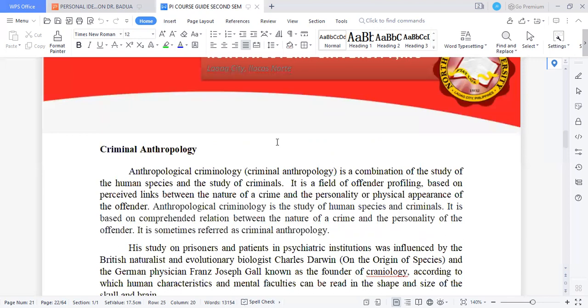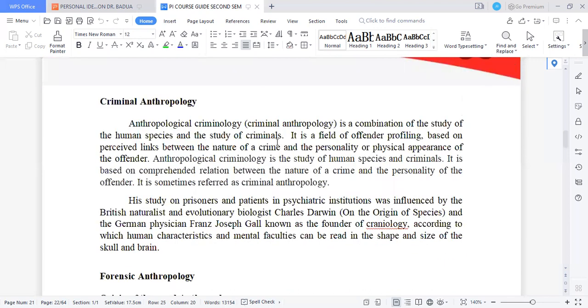So aside from criminal anthropometry, we also have what we call criminal anthropology. It gives emphasis now on the study of human species and the study of criminals. It involves the profiling of offenders based on perceived links between the nature of a crime and the personality or physical appearance of the offender. So if you had an ugly face, people will think that you are a criminal. That is on the physical appearance.